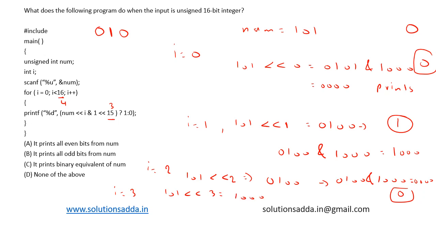So what we are having here is 1, 0, 0, 0 and 1, 0, 0, 0. We get 1, 0, 0, 0 and we print 1. So here 1 gets printed.